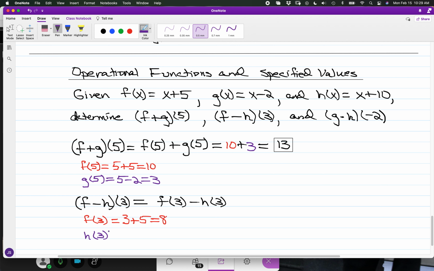And for h of 3, you've got h of x equal to x plus 10. For h of 3, we have 3 plus 10, which would be 13. And so, having filled in f of 3 and h of 3, you're going to be looking at the difference between 8 and 13.